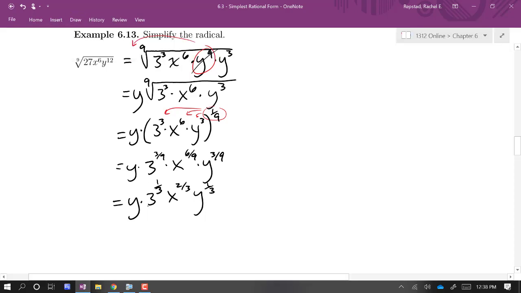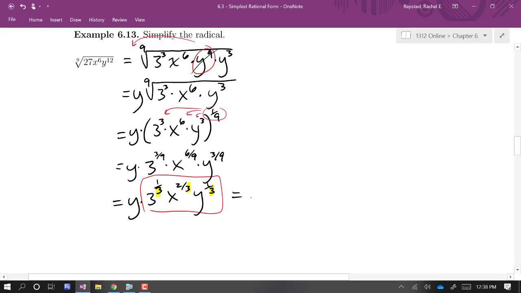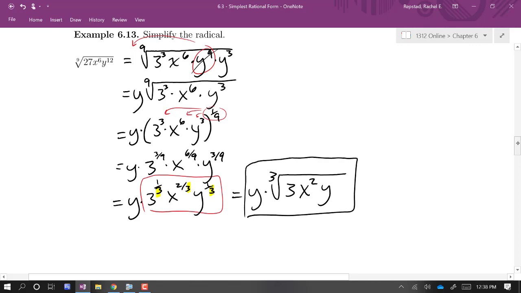This stuff right here, there's a common denominator to these fractions, which means I can write that stuff in the red box as a radical of index 3. So this denominator of 3 in those powers corresponds to me taking the cube root of 3 to the 1st, x squared, y to the 1st. And there is the simplest radical form.